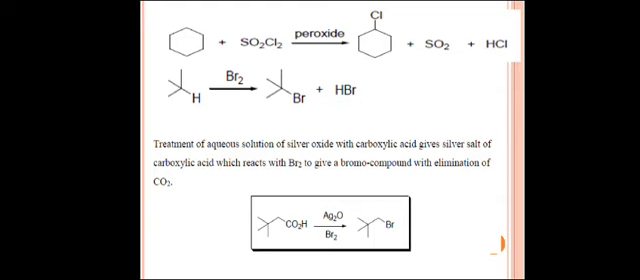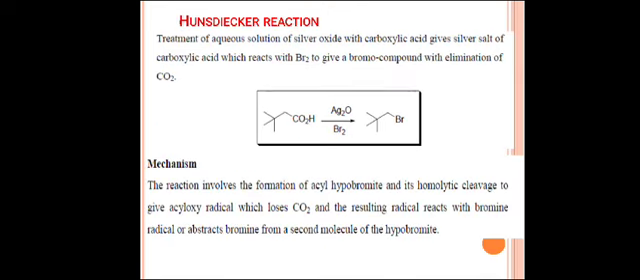Treatment of an aqueous solution of silver oxide with a carboxylic acid gives the silver salt of the carboxylic acid, which reacts with Br2 to give the bromo compound with the elimination of CO2. This is the Hunsdiecker reaction.